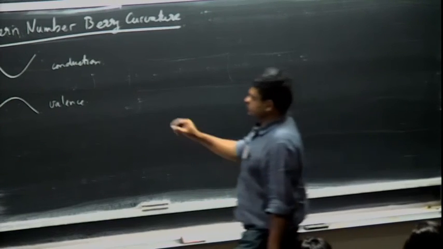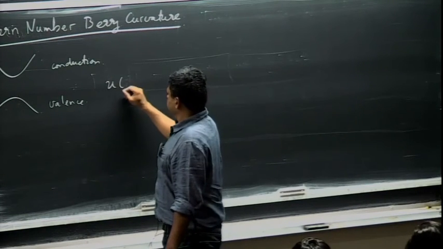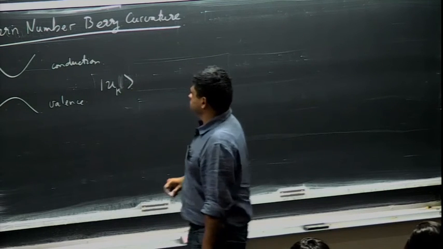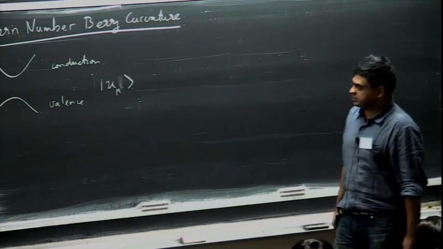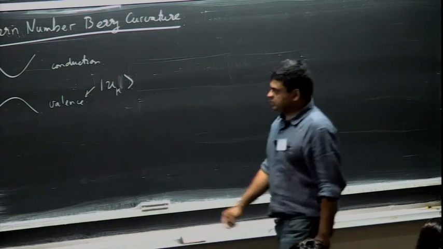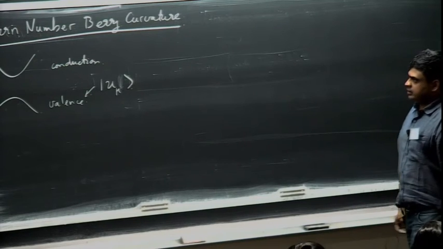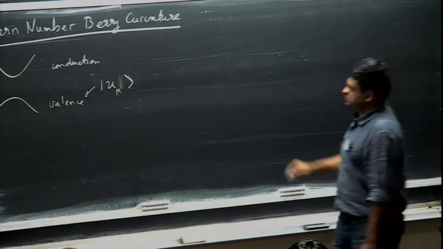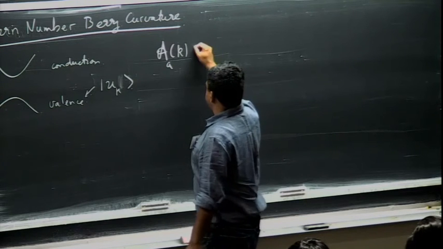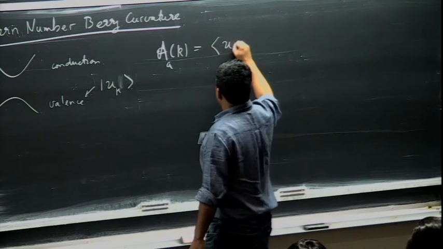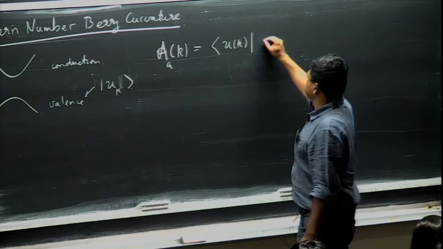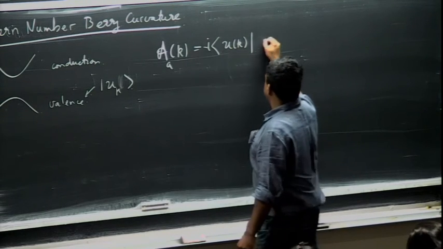There is some wave function, some state, associated with these bands. And I'm only going to consider this valence band. And we know that we can build a Berry connection out of this. There's some subscript over here, which is the overlap of this band. Maybe there's some factor of i.